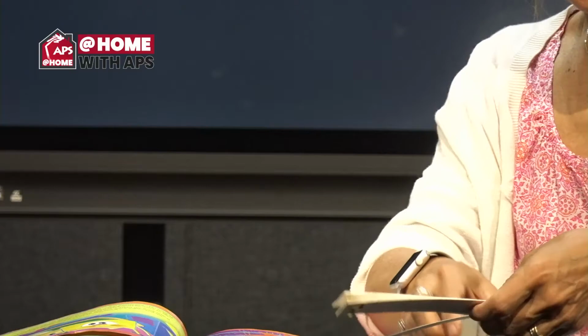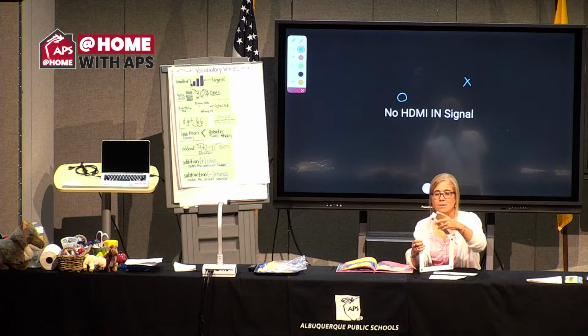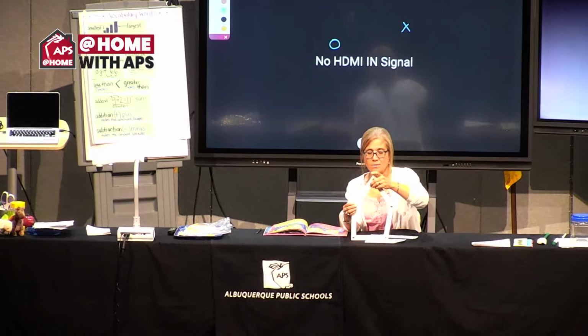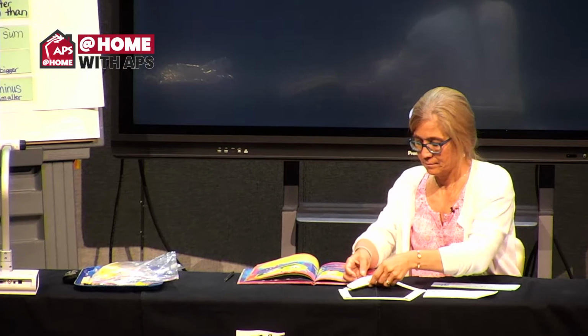So let's take our shapeshifter and we're going to add one more side. And we have a pentagon also. So now I've added one side, right? I had four sides. And then I was able to add one side, and now there's five sides. One, two, three, four, five. And that makes me a pentagon.